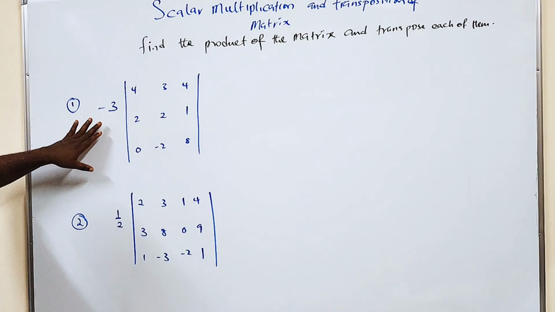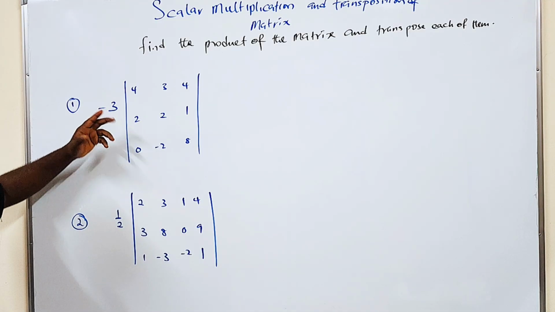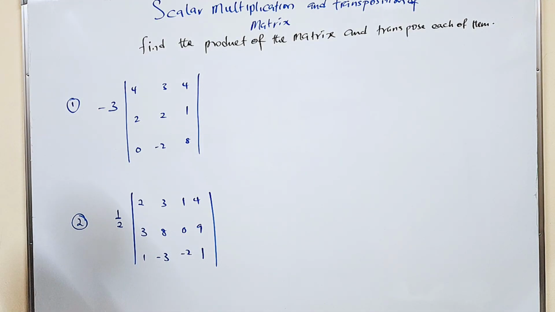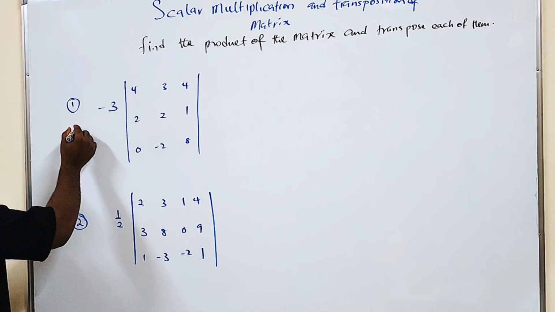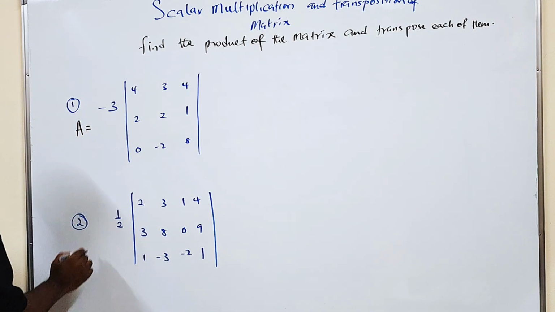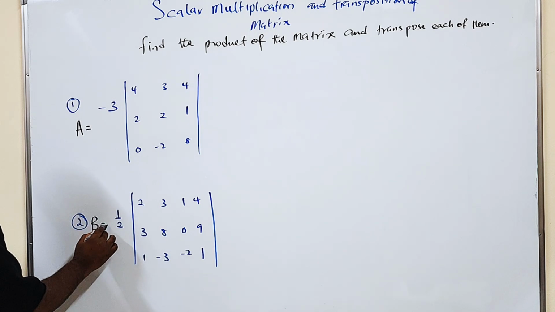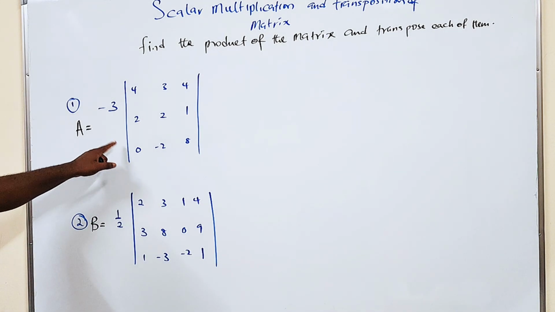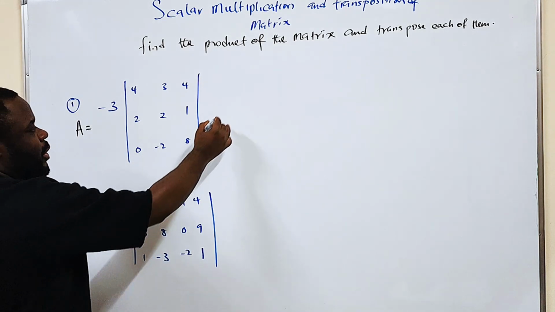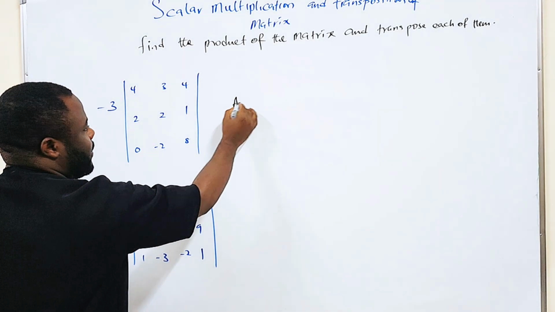When you look at this, -3 is the scalar here, and half is the scalar of this second matrix. So let's say this is matrix A and this is matrix B. Let's find their products first, starting with matrix A.